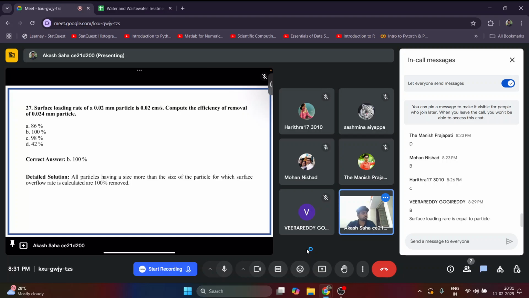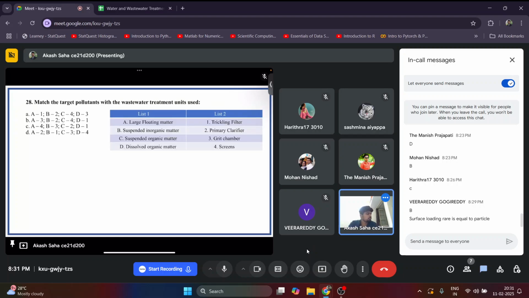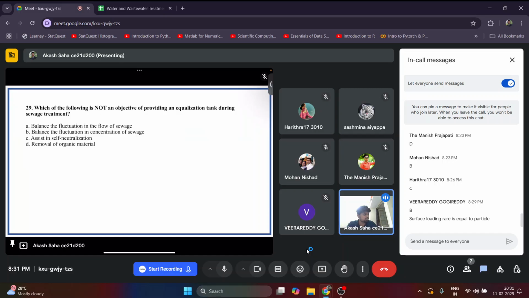Okay, I think this is a very simple problem. We will not see this for the interest of time. Which of the following is not an objective of providing an equalization tank? Balance the fluctuation of concentration, assist in self-neutralization, removal of organic matter. You have to tell me which of them is not a function of an equalization tank.